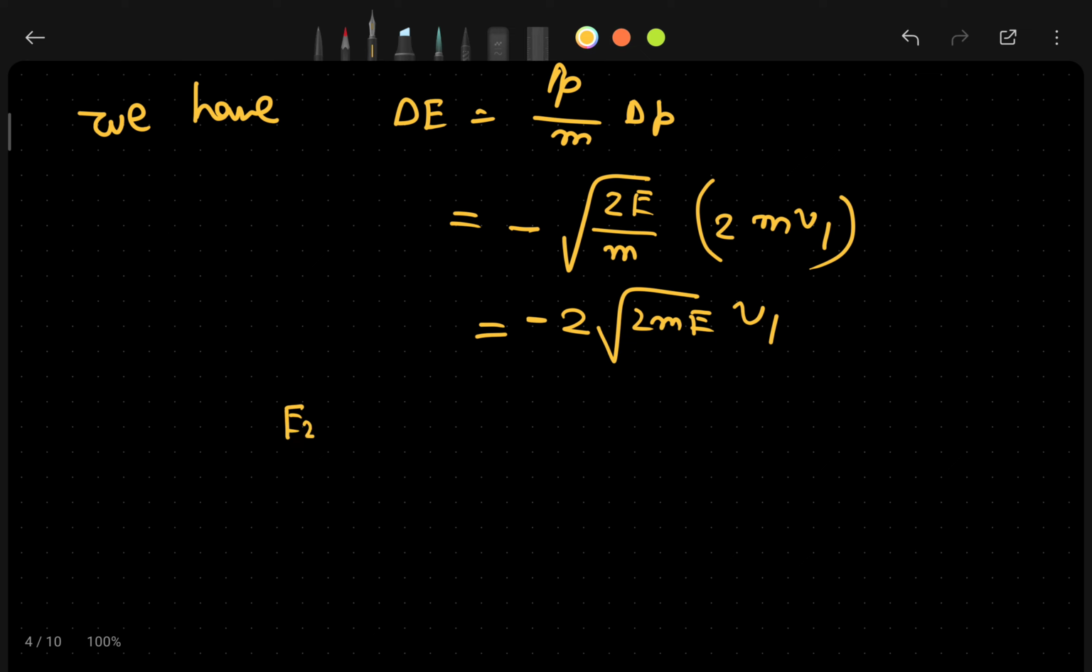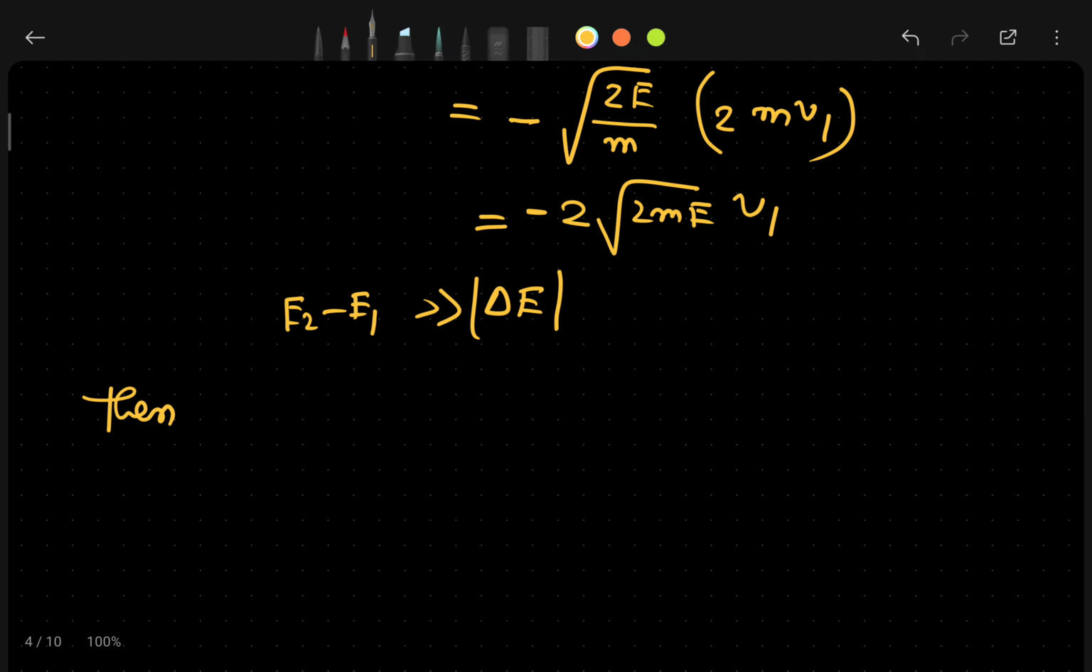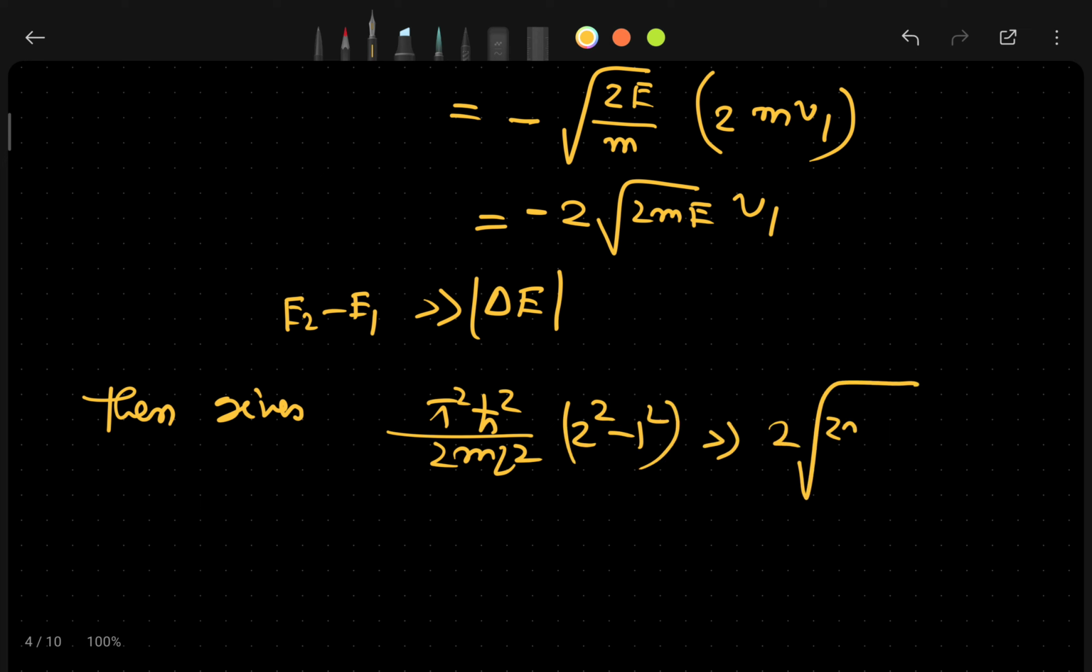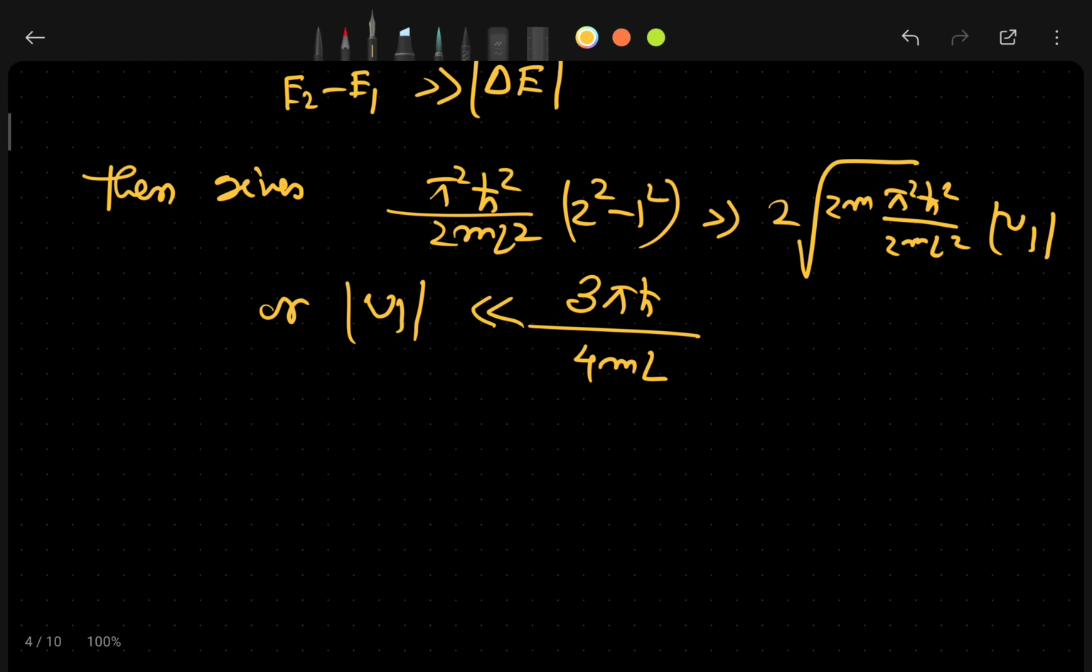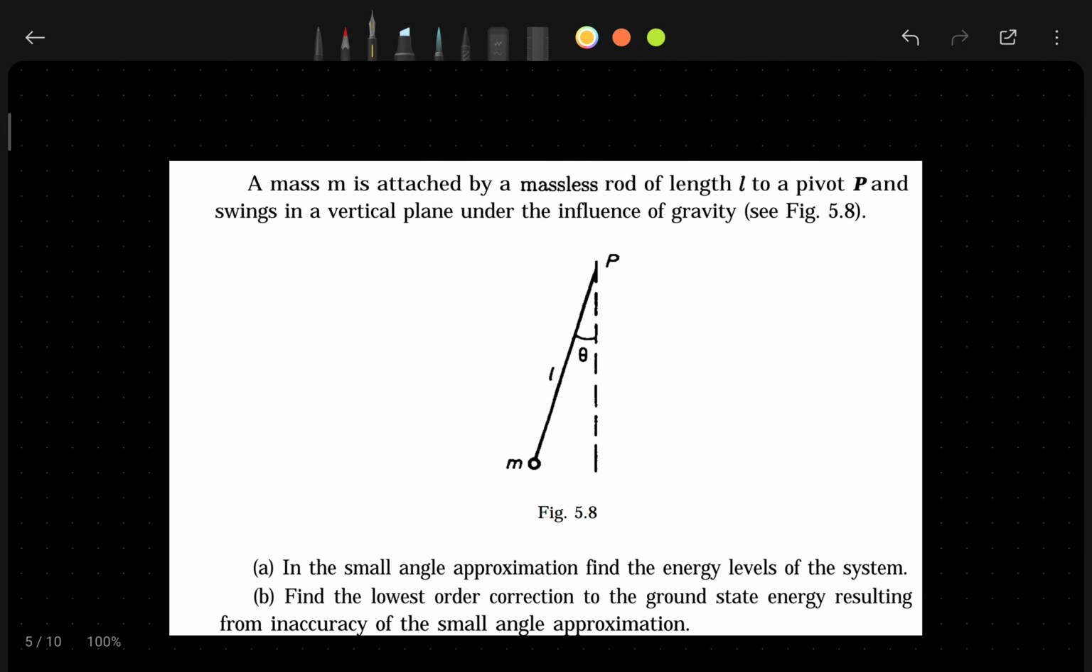The condition E2 minus E1 greater than the magnitude of delta E gives pi squared h bar squared divided by 2 m l squared times (2 squared minus 1 squared) greater than or equal to 2 times root of 2m times pi squared h bar squared divided by 2 m l squared, times the magnitude of v1, or the magnitude of v1 less than 3 pi h bar divided by 4 m l. This means the speed of the right wall should be much smaller than 3 pi h bar divided by 4 m l. Now question number 3.